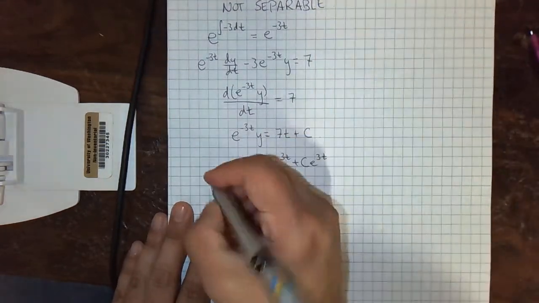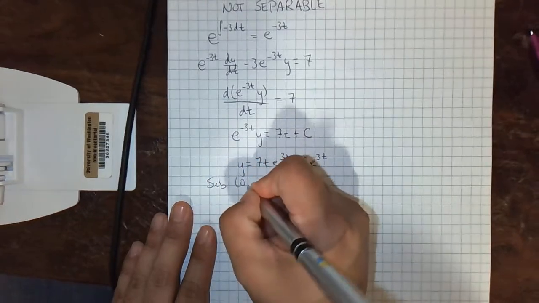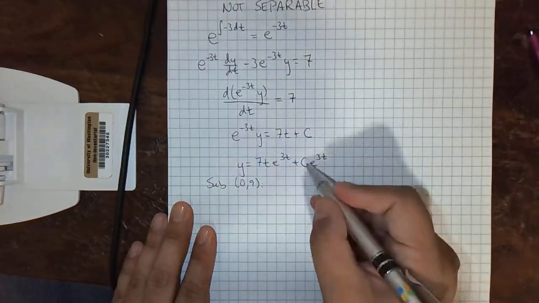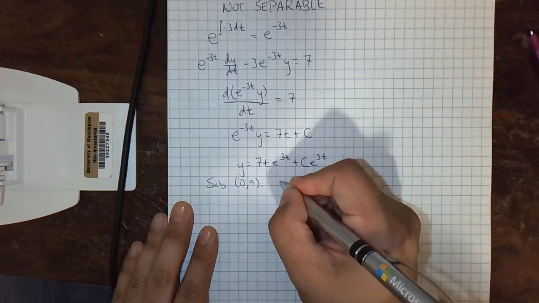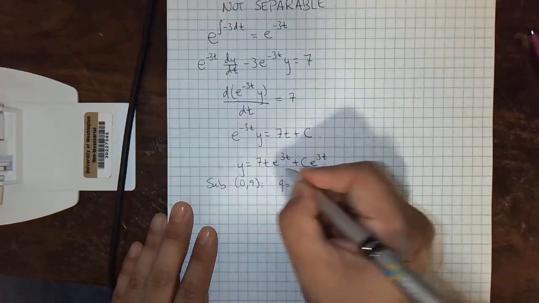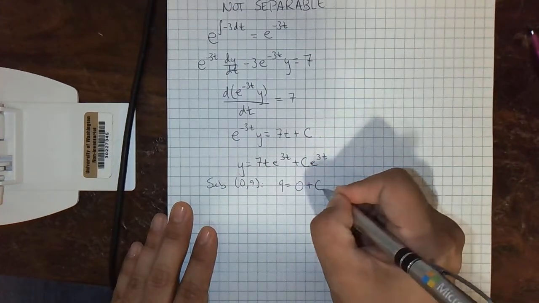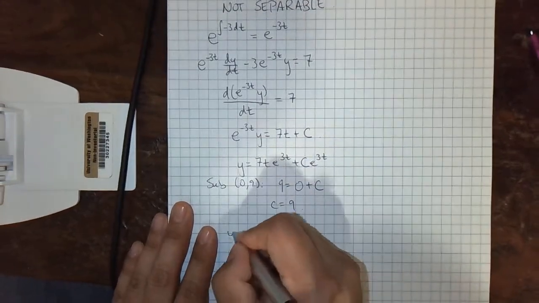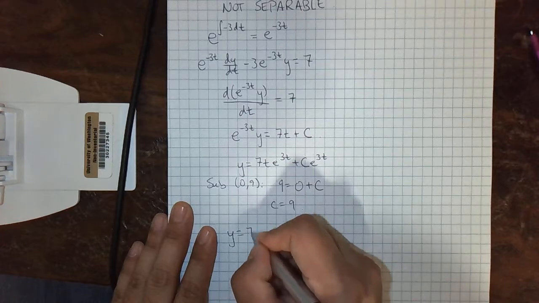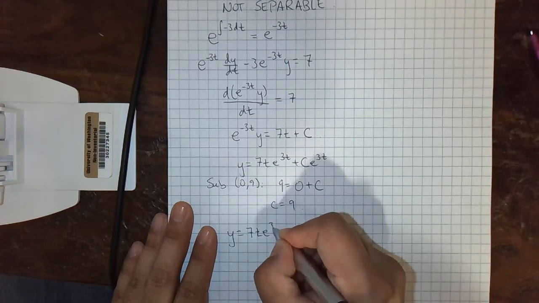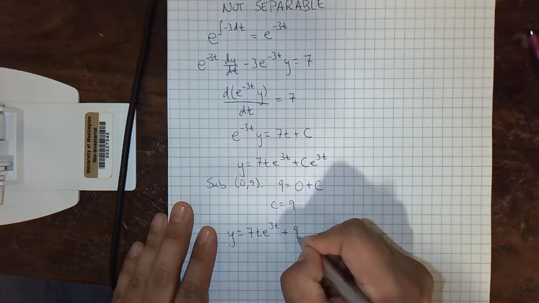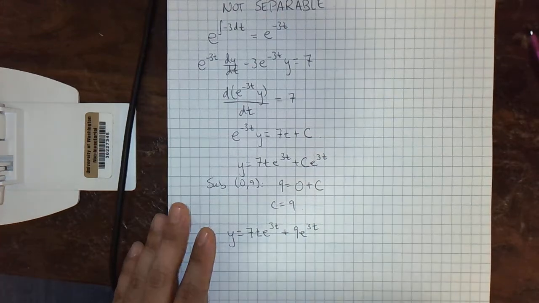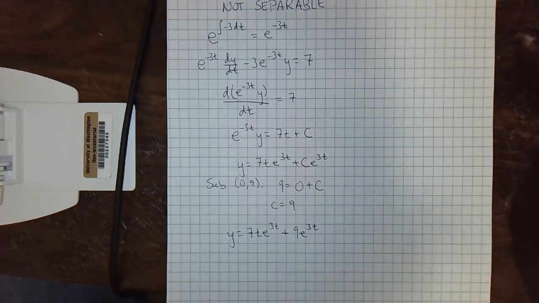And I can sub in my (0, 9) to actually solve for c. So 9 equals, this part is 0, plus c times e to the 0, which is 1, so c must be 9. So my solution to the initial value problem is y equals 7t e to the 3t plus 9e to the 3t. So what am I doing in general?